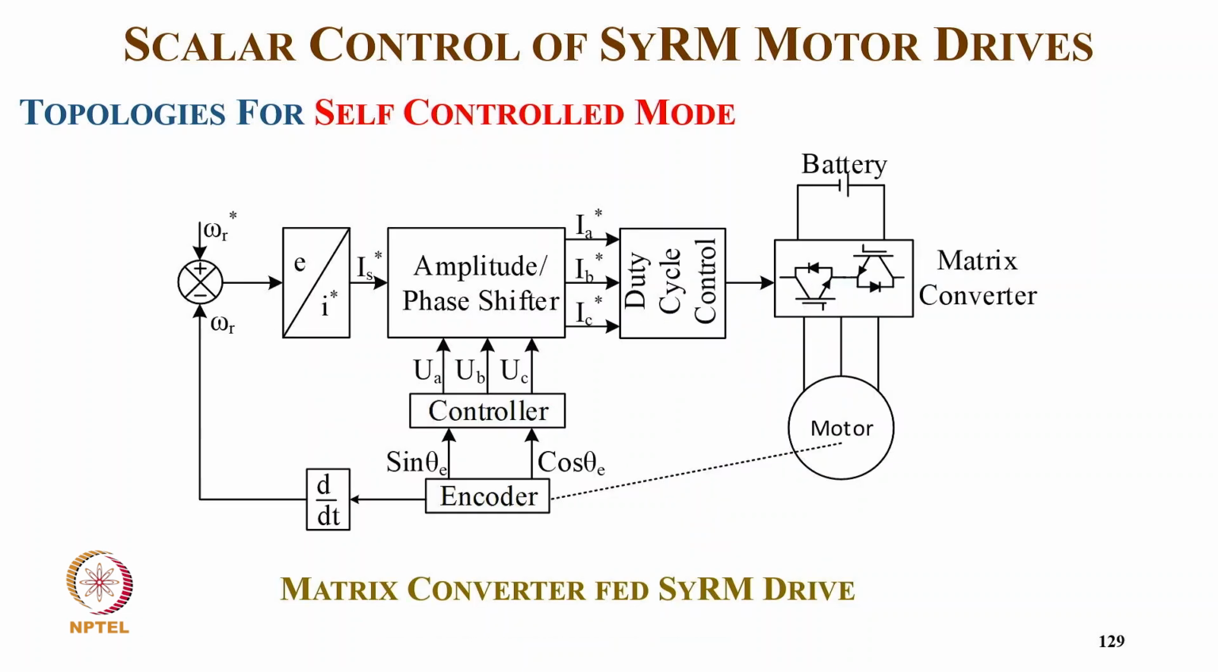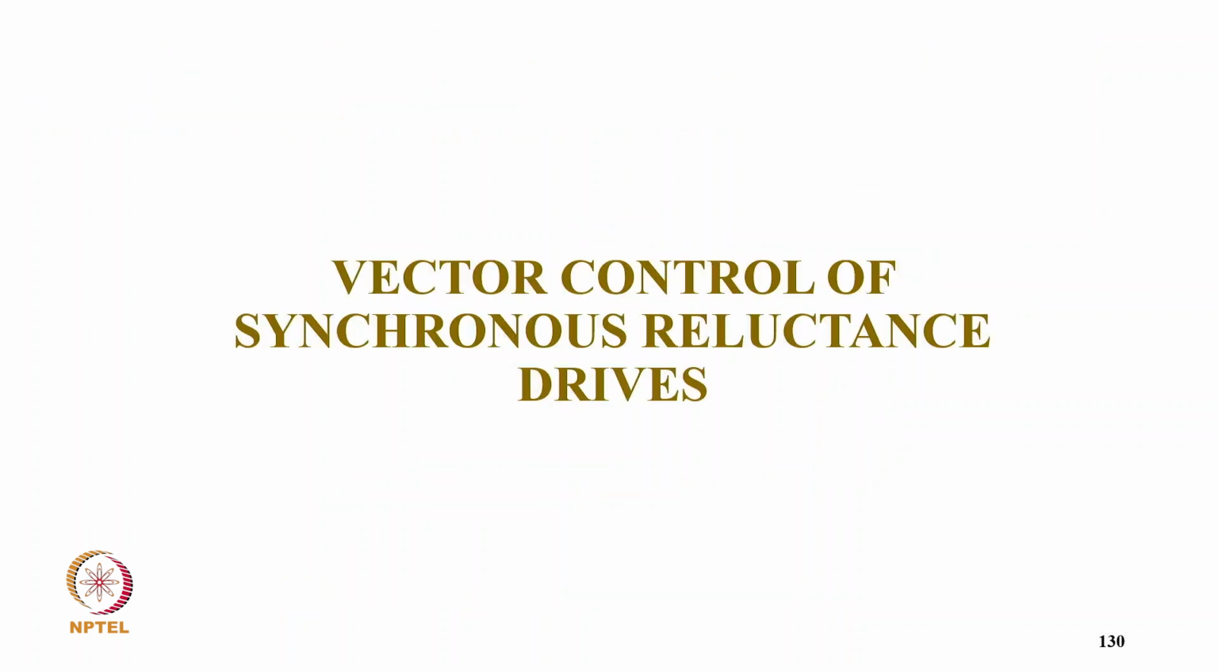that feeds the inverter. And coming to the typical self-controlled matrix converter based drive, here we again have an encoder from which we get the speed, and from the angle we get sine theta and cosine theta. Going to the controller, for the three-phase currents, we have the peak amplitude of the current multiplied by the three-phase template, which goes as the three-phase reference current. With the duty cycle control, we control the switching of the matrix converter.